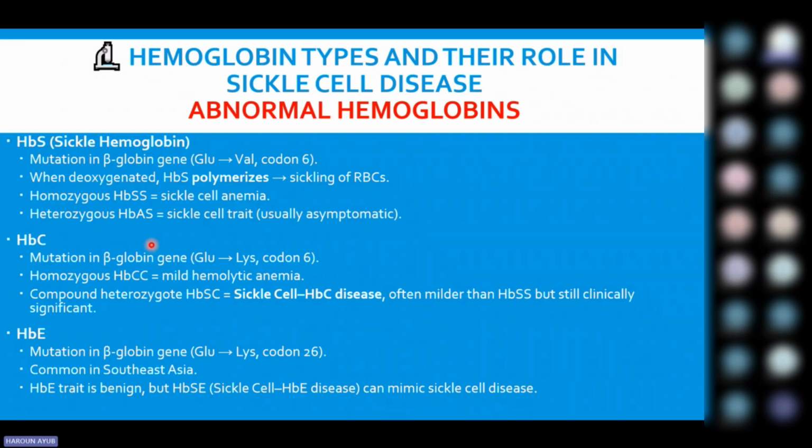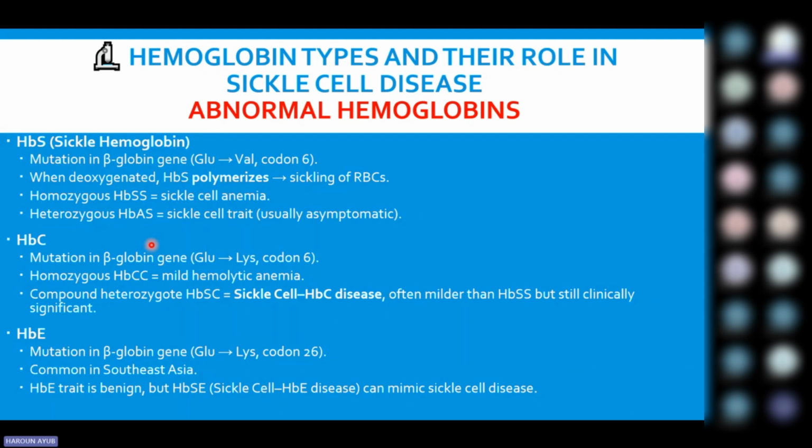HbC is also a mutation of the beta globin gene, also in codon 6. Homozygous HbCC causes mild hemolytic anemia. The compound heterozygote SC causes sickle cell and HbC disease, often milder than HbSS, but clinically significant.